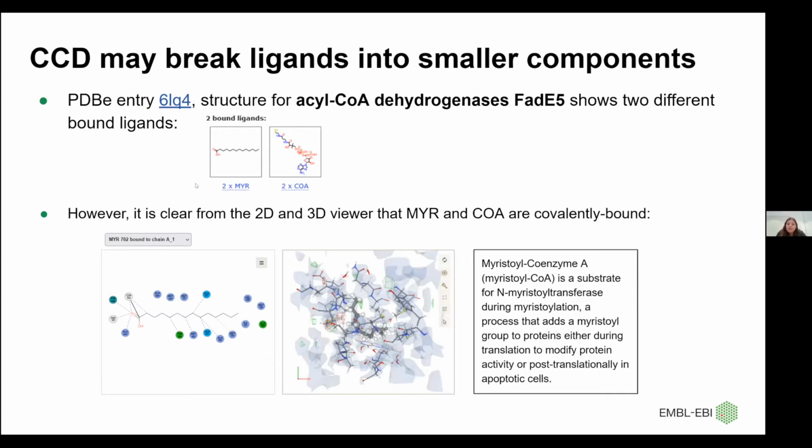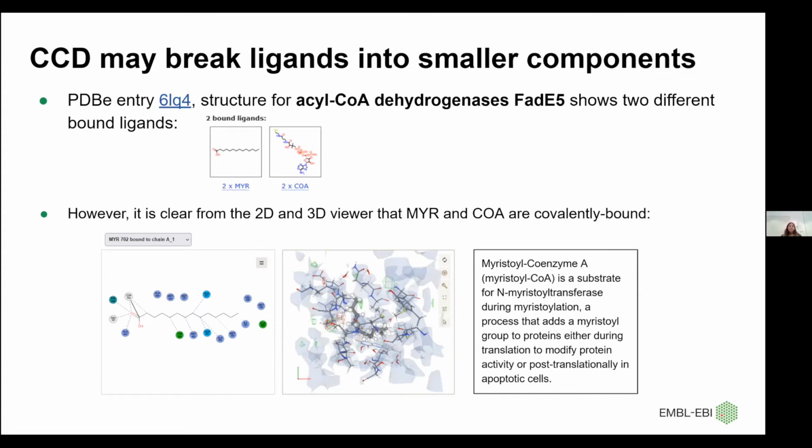However, if you look into the structure in the 2D or 3D viewer, you will see that this is in fact one single ligand. It isn't 2, and it is covalently bound. If you go into the literature, this is myristoyl coenzyme A, which is a substrate for this particular enzyme. Just because of the way we represent the current data, it has been split into 2.